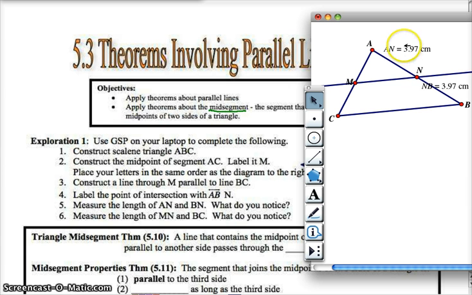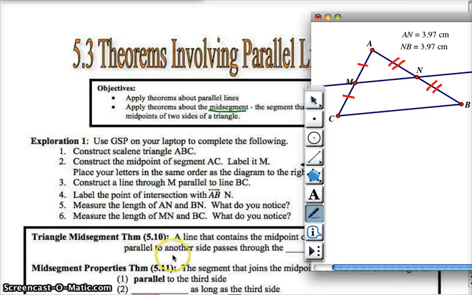Well, hopefully you notice that they are the same, right? AN is equal to NB. Well, I just told you that M was the midpoint, which means AM is congruent to CM. And then if we drew a line parallel that went through point N, we just discovered that AN is congruent to NB. So, okay, interesting.